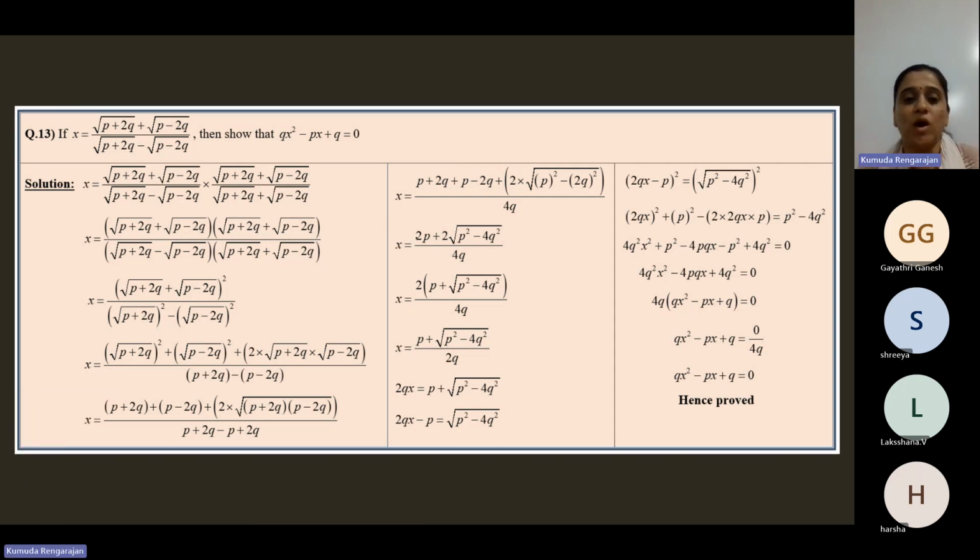Yeah. So 2 common. When you take out this 2 common, you must write this in the bracket. Take out the 2. 2 is common, right? So write this in the bracket.